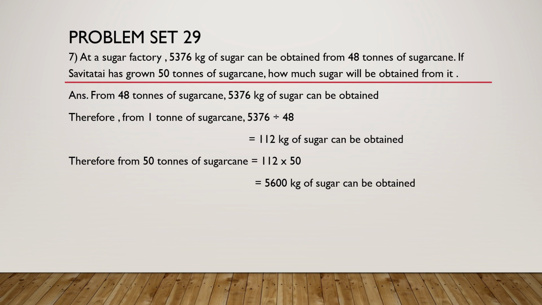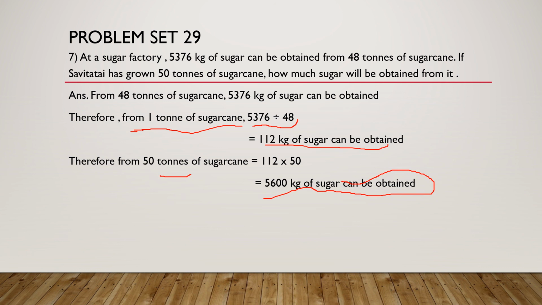Okay. So first we need to find out how much sugar will be obtained from 1 ton of sugarcane. It will be 5,376 divided by 48. So you get the answer as 112 kgs of sugar. So from 1 ton of sugarcane, she can obtain around 112 kgs of sugar. But how many tons of sugarcane has she grown? She has grown 50 tons of sugarcane. So how much sugar will she get from it? She will get 112 multiplied by 50, that is 5,600 kgs of sugar from 50 tons of sugarcane.